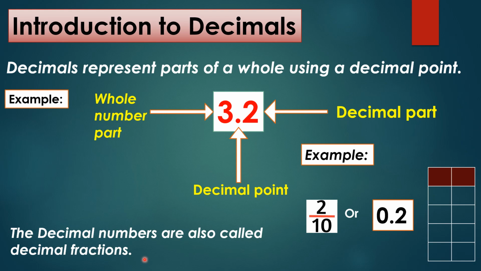But how? Let's understand with an example. As we know, a fraction is the part of a whole. This complete part is divided into 10 equal parts, out of which 2 parts are shaded, and it is written as 2 over 10. If we divide it, it will be written as 0.2. So, this is how decimal numbers are also called decimal fractions.